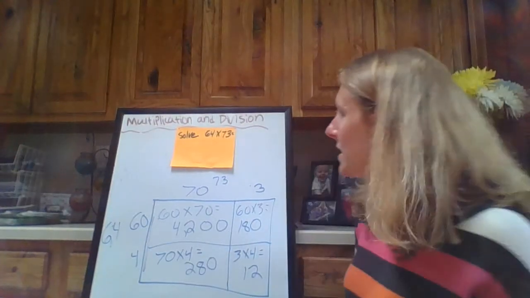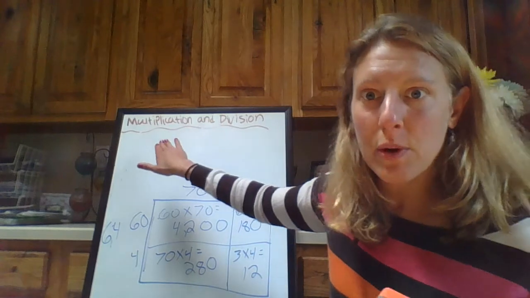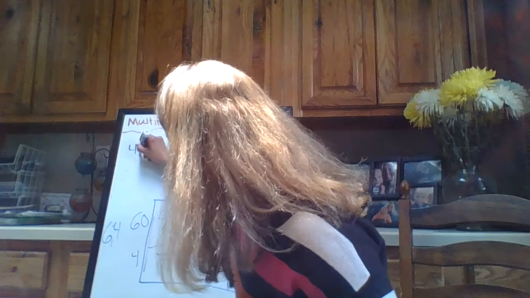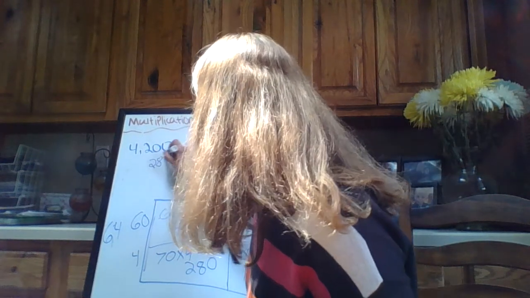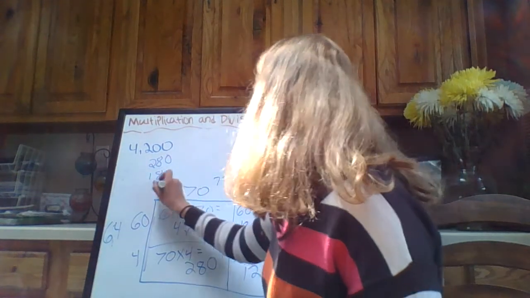Okay, so now I'm going to add, I'll just move this because I know you guys can't see underneath, so I'm going to add my products on the top. So I have 4,200 plus 280 plus 180 plus 12.